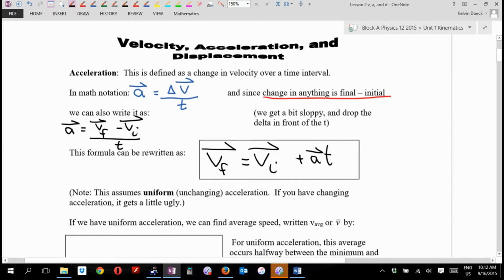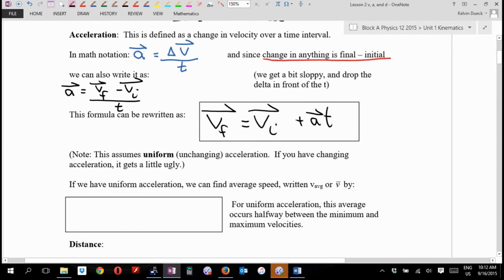Little note, this assumes uniform or unchanging acceleration. If you have a changing acceleration, it gets a little ugly. In fact, you need calculus. Those of you that take physics next year, probably one of the first things you'll look at once you've learned some calculus. A lot of the time your physics profs will teach you some quick and dirty, easy calculus tricks just to get you started. And then, now we can finally have a changing acceleration.